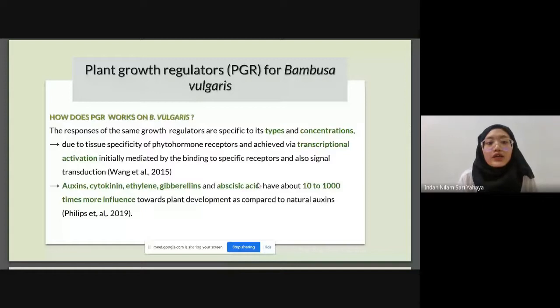So, how do plant growth hormones work on Bambusa vulgaris? The response to the same plant regulators is specific to the types and concentration. This is due to the tissue specificity of the cytohormone receptors, and it is achieved via transcriptional activation, initially mediated by binding to the specific receptor and also signal transduction. Auxin, cytokinin, ethylene, gibberellins, and abscisic acid have about 10 to 1,000 times more influence toward plant development as compared to the natural auxins.